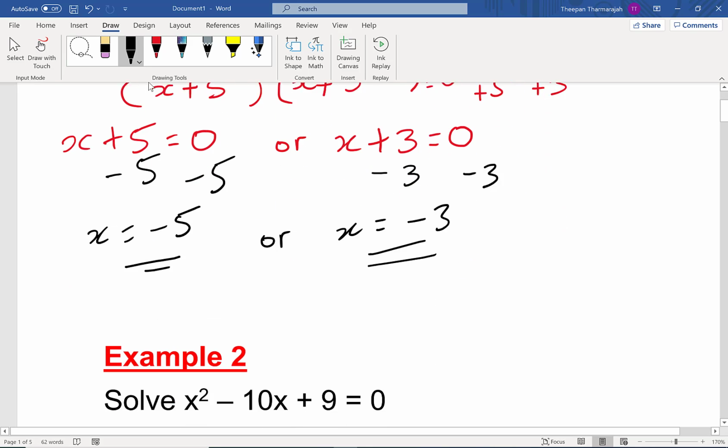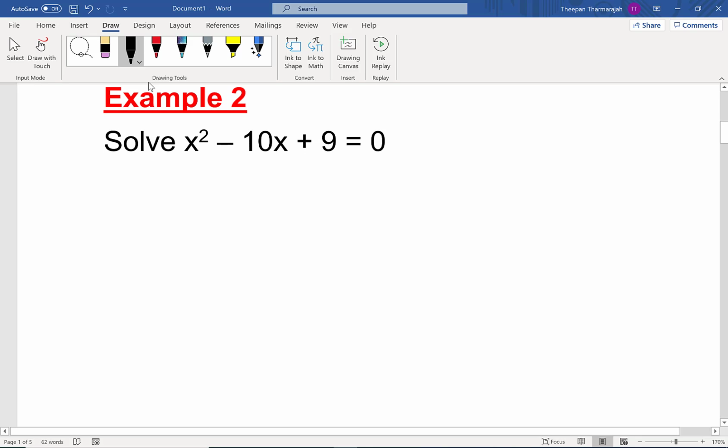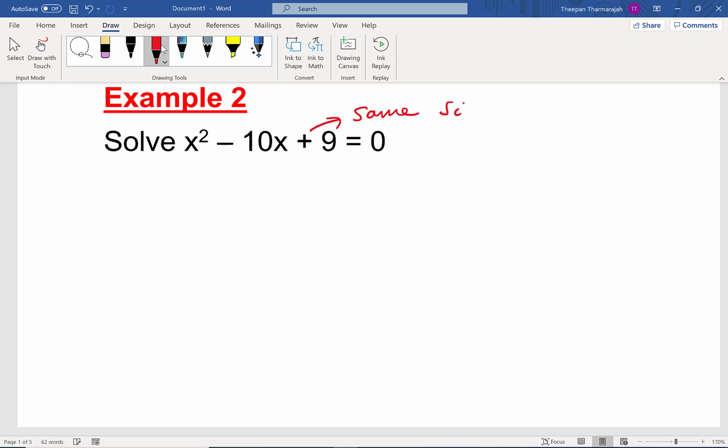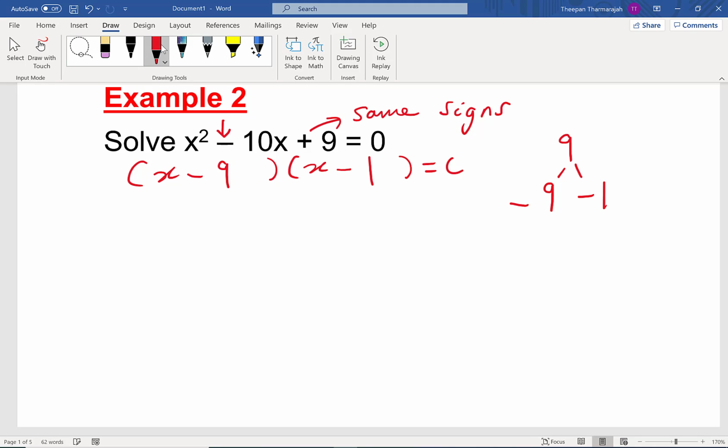Let's take another example. Again, plus at the end means the same signs. This time we've got a minus in the middle, so it's going to be a minus in both brackets. Now, what two numbers multiply to make 9? We can choose 9 and 1. Why am I choosing that? Because I have to make minus 10. So it's minus 9 and minus 1. So I get minus 9 and minus 1 here, and that's equal to 0.